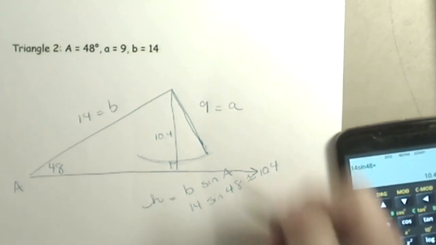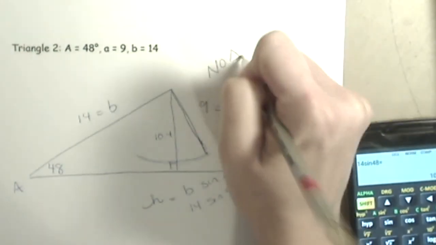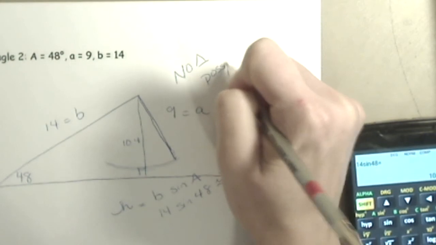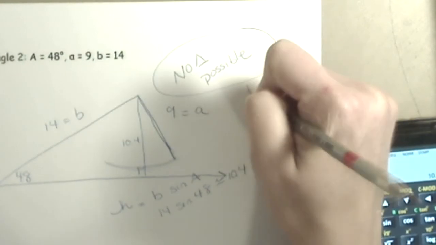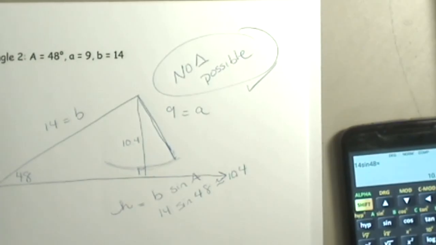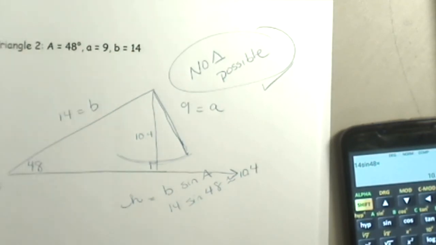It's nice when you get no triangles. No triangle possible on that, so we don't have to solve them. We can go to the next one. Cannot create a triangle with that case.